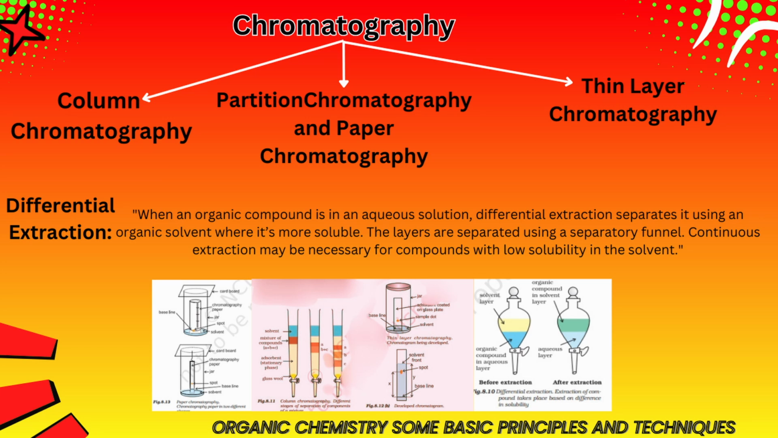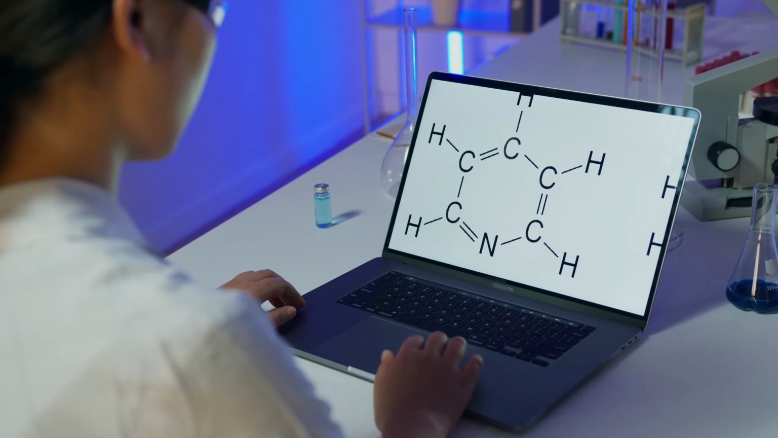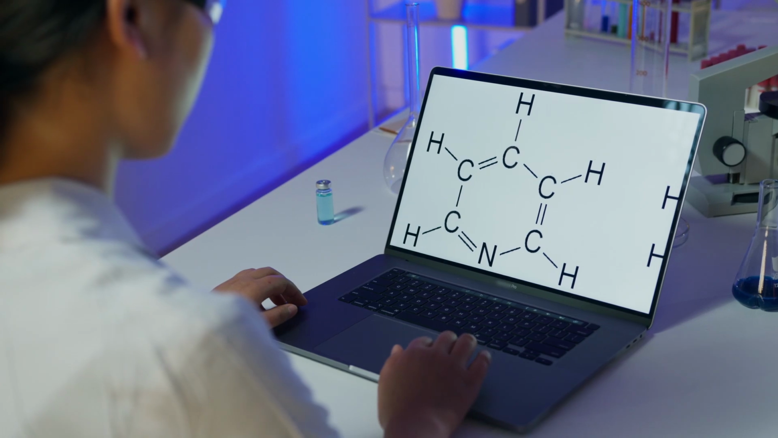Partition chromatography separates substances based on their partitioning between the mobile and stationary phase. In paper chromatography, water trapped in the paper acts as the stationary phase, while the solvent moves upward, separating the components. Have you ever wondered how we detect the elements present in organic compounds?